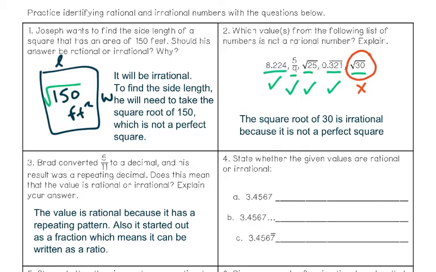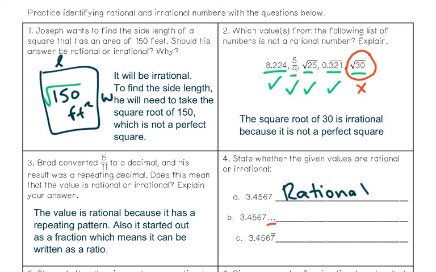And then number 4, just a quick check, state whether the given values are rational or irrational. So given means that they give it to you, so they're giving you this, and you are just going to decide, is it rational or irrational? All of them look pretty similar, but there's differences with each one. A ends. It doesn't have anything after that 7. So on A, this one would be rational.